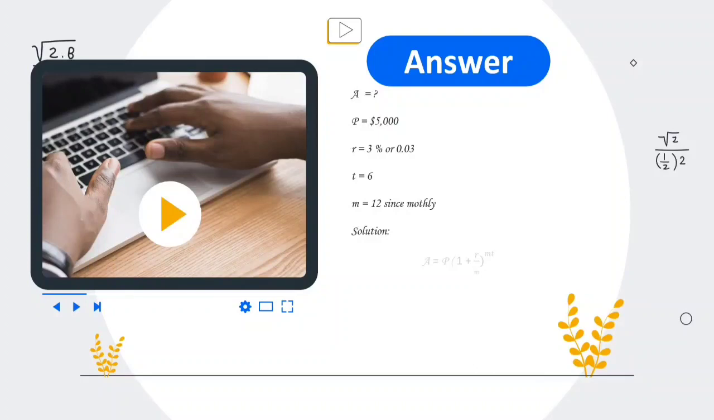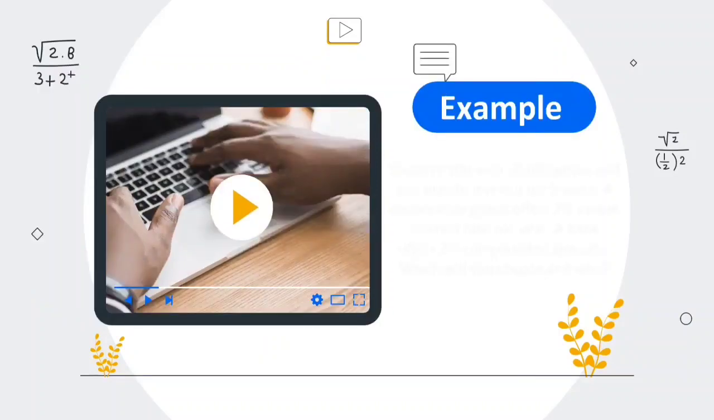Now using the formula for A, we have this formula. We just need to substitute all the givens. So that's A is equal to 5,000, open parenthesis, 1 plus 0.03 divided by 12, close parenthesis, then raised to the power of 12 times 6. And the value after 6 years will be $5,984.74.